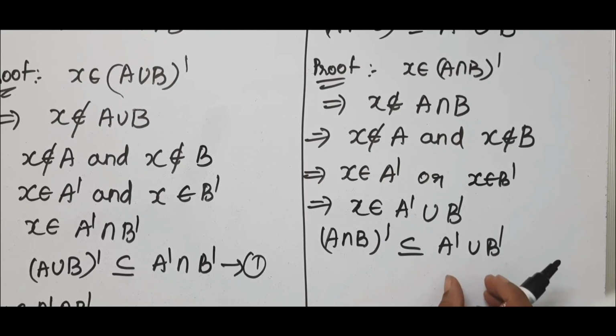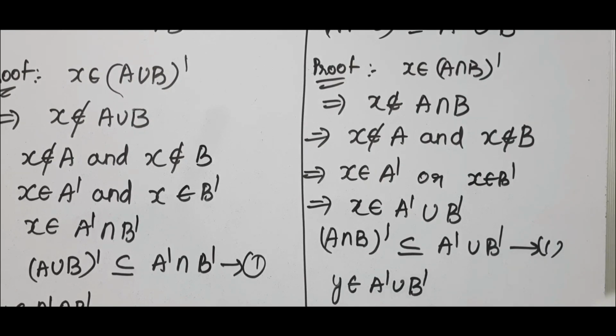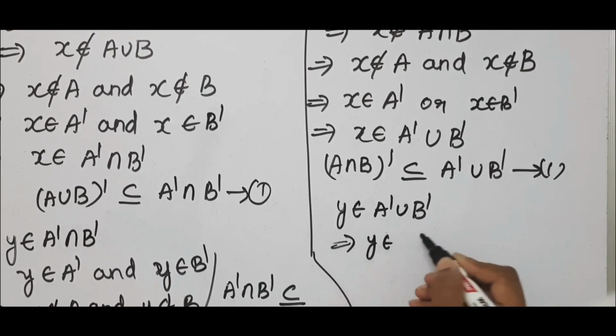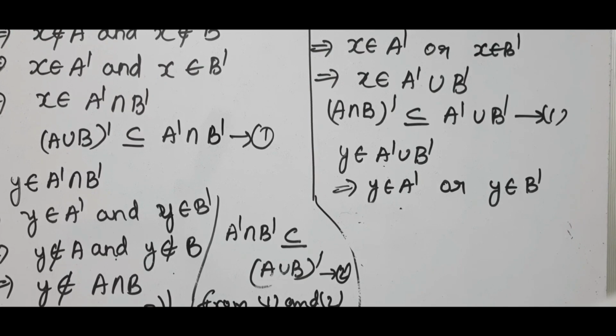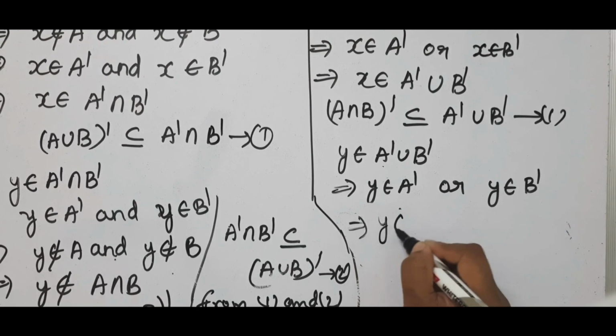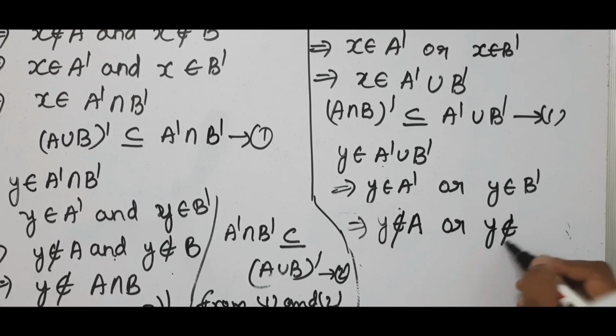Now we have to take another element y as we did here and prove that this is a subset of this. So let us take any y as an arbitrary element which belongs to A complement union B complement, let it be 1. As we know, this can be written as y belongs to A complement or y belongs to B complement. Okay, this can be written as y does not belong to A or y does not belong to B.